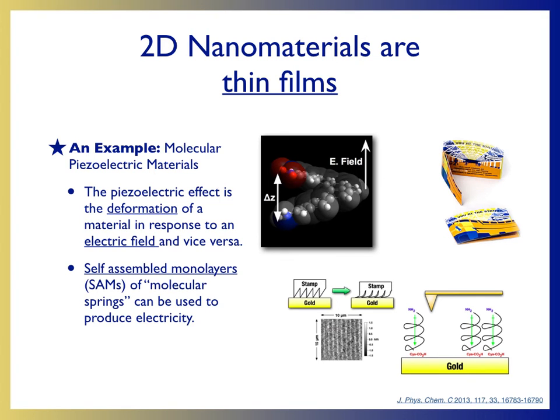We can use molecules, using the method of making self-assembled monolayers as discussed before, to make molecular springs or molecular piezoelectric materials. This can be done by pretty much stamping these molecules onto a gold surface, which in turn bond to the gold surface, creating your monolayer.